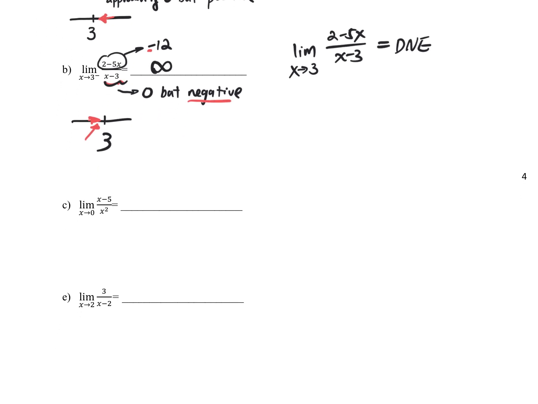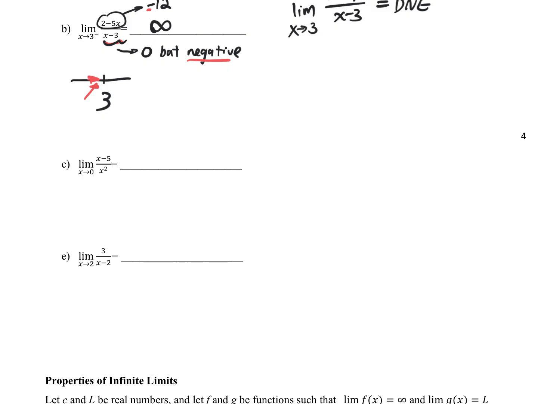The next example, we will find the limit when x is approaching 0 of x minus 5 over x squared. The numerator will be approaching negative 5, 0 minus 5 is negative 5. The denominator is approaching 0, and because of the square, regardless of the sign of x, either negative approaching from the left or from the right, the square guarantees positive, right? So therefore approaching 0, but positive.